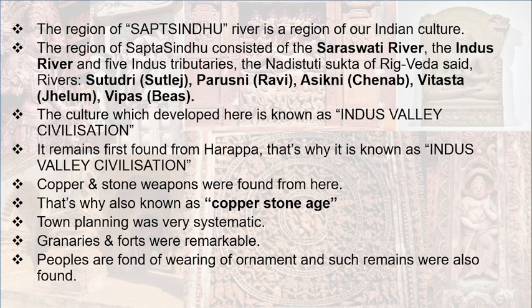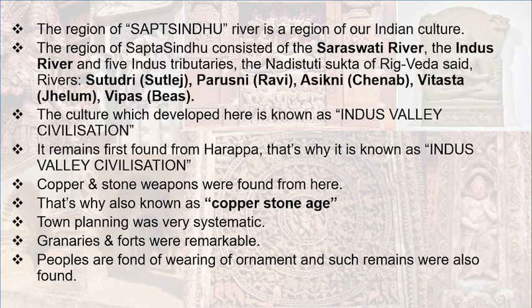The Indus Valley civilization is also called the Sapta Sindhu area. Why Sapta Sindhu? Because seven rivers meet at one place. So what are the seven rivers of the Sapta Sindhu region? They are the Saraswati River, the Indus River, and 5 tributaries of the Indus River. What are these 5 tributaries? According to the Rigveda, Nadi Stuti Sukta, we have a total of 5 tributaries of the Indus River.